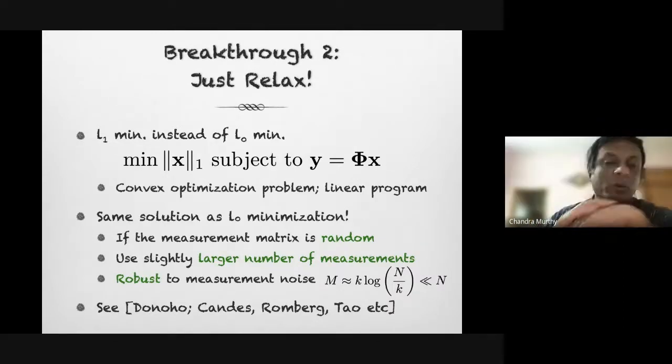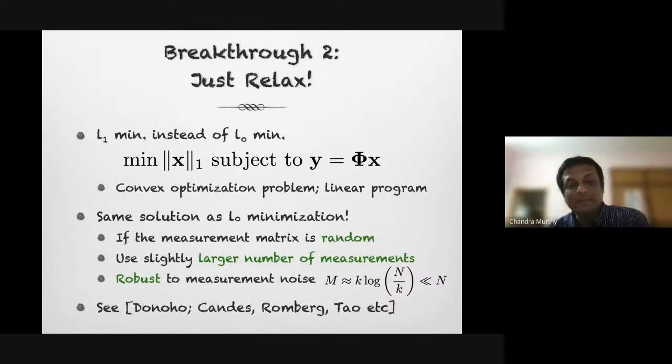What is the L1 norm of a vector? It's simply the sum of the magnitudes or modulus value of all the entries of x. So for example, if I have a vector with entries 3, -5, and 2, then the L1 norm of that vector is 3 plus 5 plus 2, which is 10. So minimize the L1 norm of x subject to this constraint y equal to phi x.